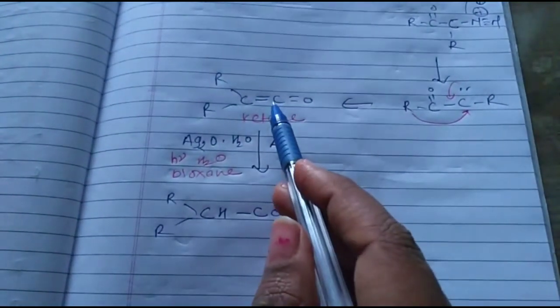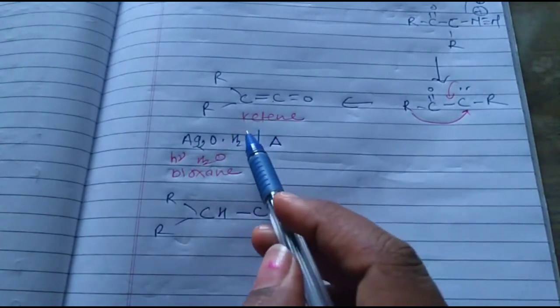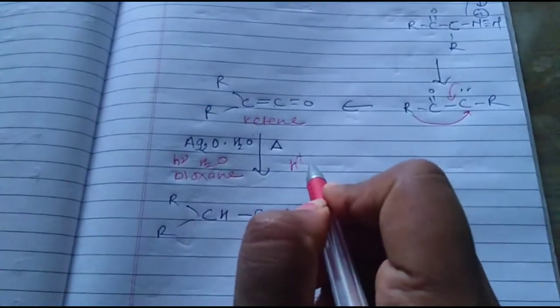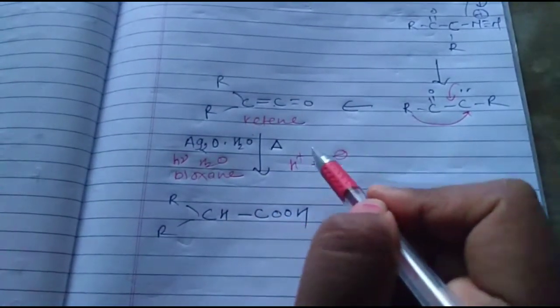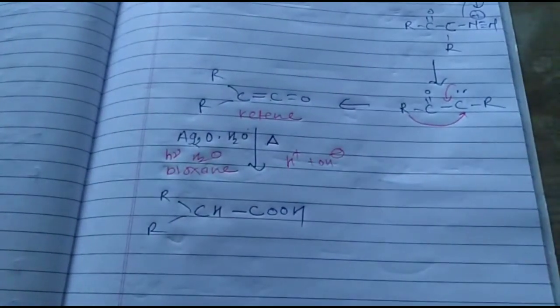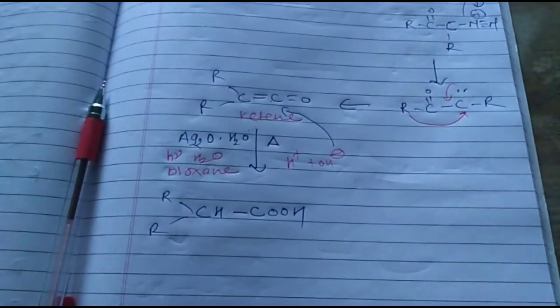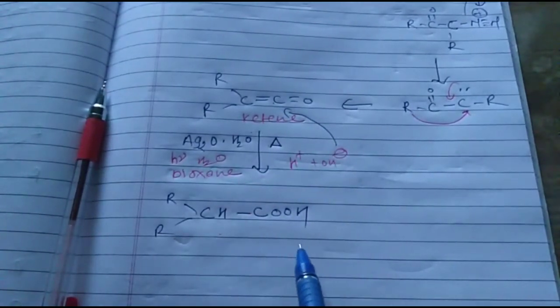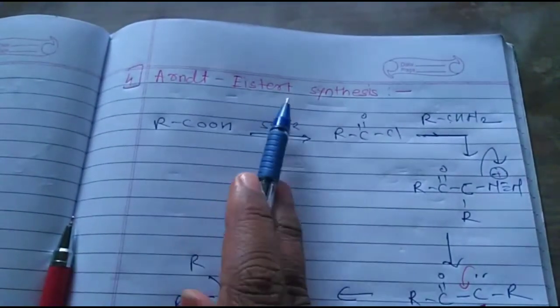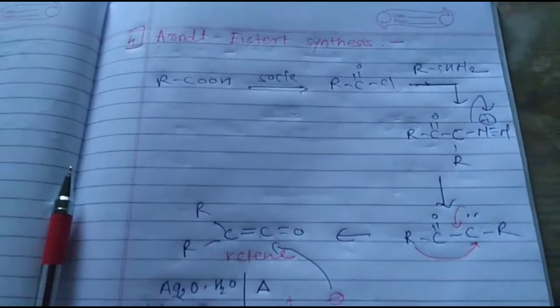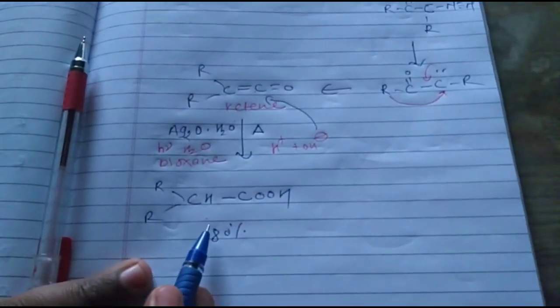There is a formation of ketene. This ketene, on heating with water, the water breaks in this manner, H plus and OH minus. Then this OH minus is attached to this carbonyl carbon, and there is a formation of this product. This reaction is called the Arndt-Eistert synthesis. The overall yield of this step is about 80%.